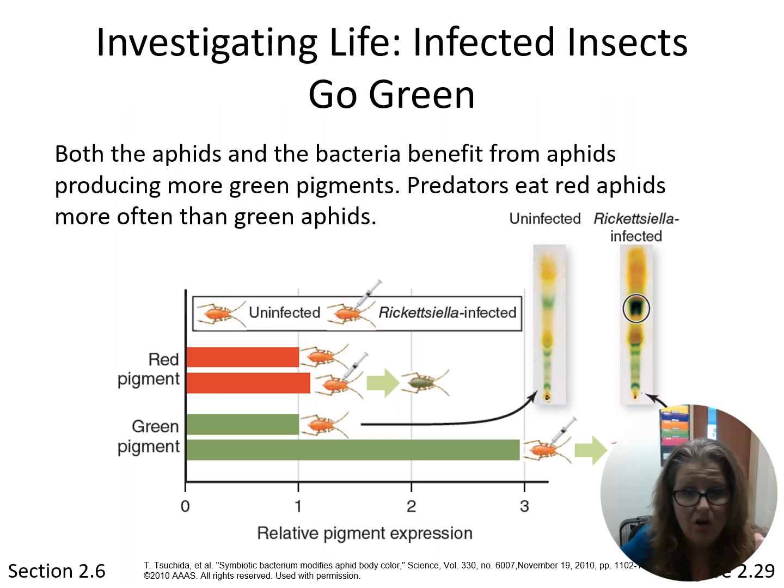But going back to this, if the infected one is causing it to produce more green pigment, then it's allowing it to blend in better. So the infection actually gives it an advantage. It allows it to produce more green pigment, allows it to be more camouflaged, less likely to be eaten by predators. All right, so that is chapter 2.